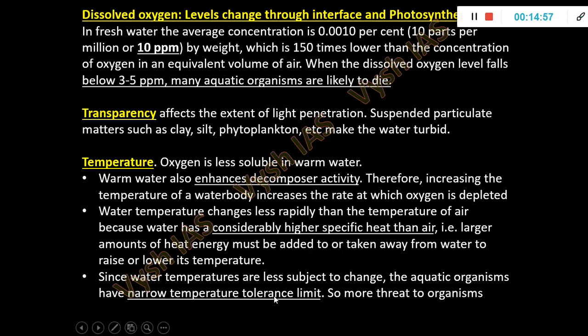Narrow temperature tolerance limit. The animals are not used to extreme changes because they are always seeing almost the same kind of climate. Climate means the surroundings, I'm telling, the water temperature. That is because of the higher specific heat of water. So it's a science term. Please understand the meaning of it.